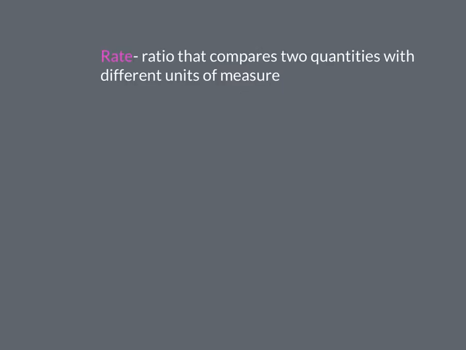So the first definition you need to write down is rate. That's a ratio that compares two quantities with different units of measure. So that's when you're comparing hours to dollars, gallons to dollars. It's when you're comparing two units that can't be converted into each other. So minutes and hours would not be a rate because you can always convert minutes into hours.